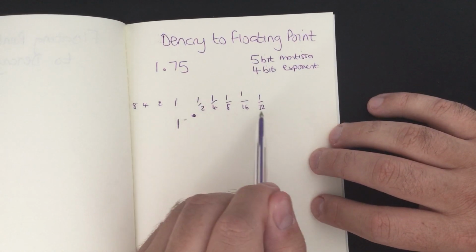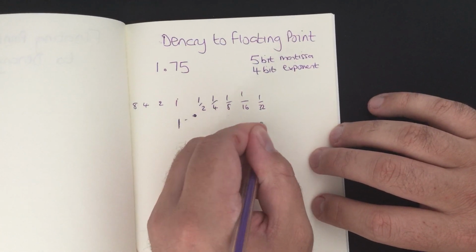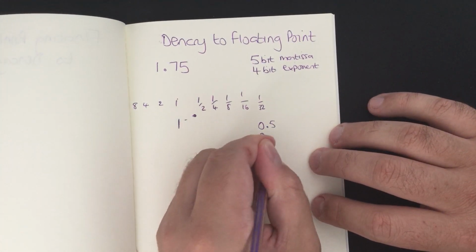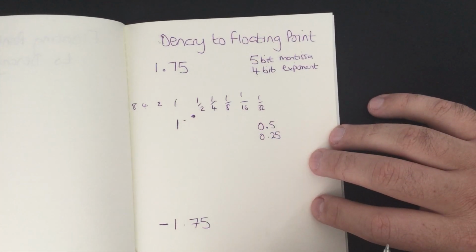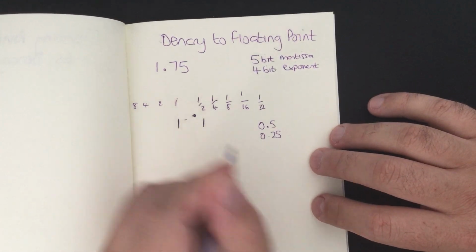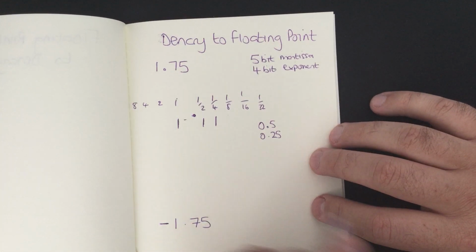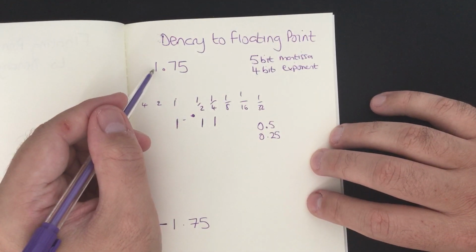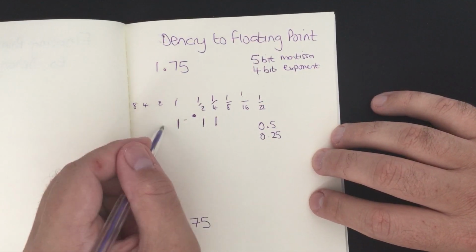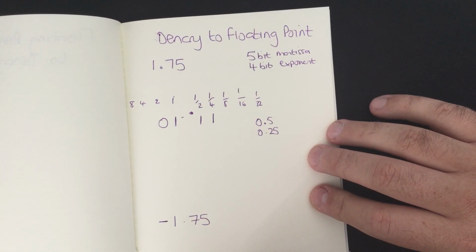If I think about what my fractions are in decimal form, a half is 0.5, a quarter is 0.25. Added together, I would get 0.75. So I need a half and I need a quarter. I was making a positive number, so I need to put a 0 at the front of my answer.